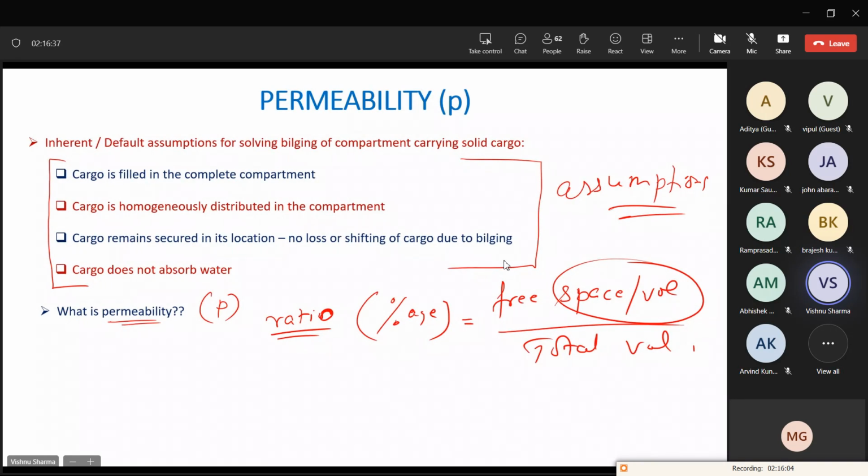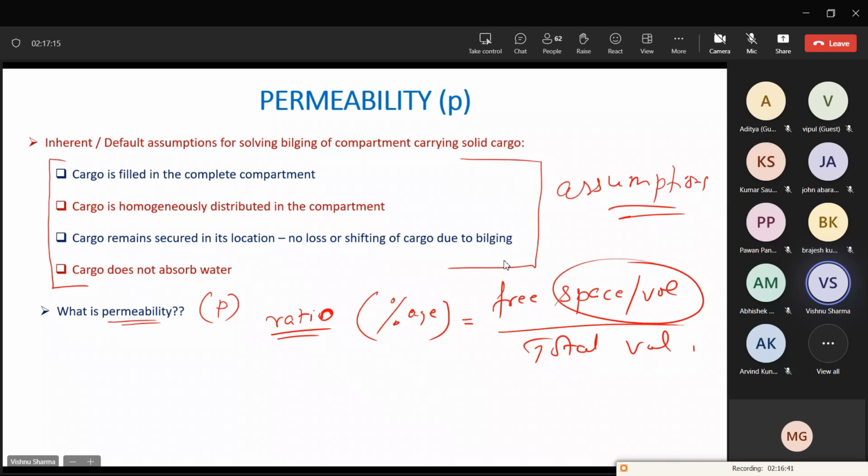So is the meaning of permeability clear, beta? Permeability is the ratio. Sir, the audio went off for 10 seconds. Guys, is that the case with everybody? Yes, sir. Okay, is it back? Where did you lose me last? The meaning of permeability. Okay, this formula you could see, is it? Yes, sir. Ratio in percentage of the permeability is free space or volume divided by total volume of the compartment, right, guys? Right, sir.